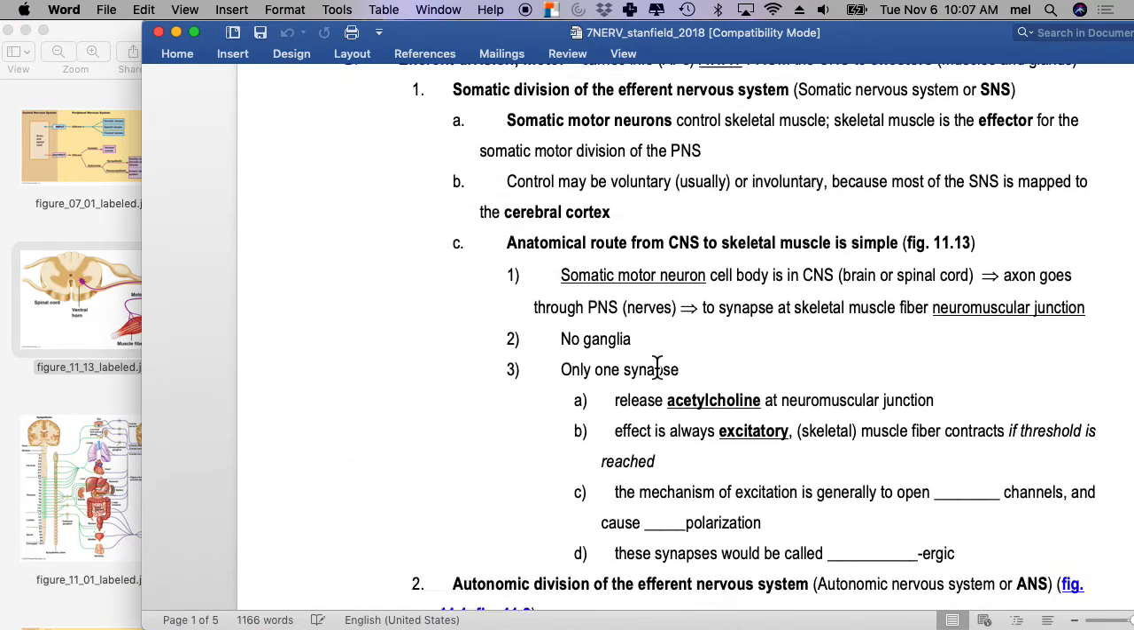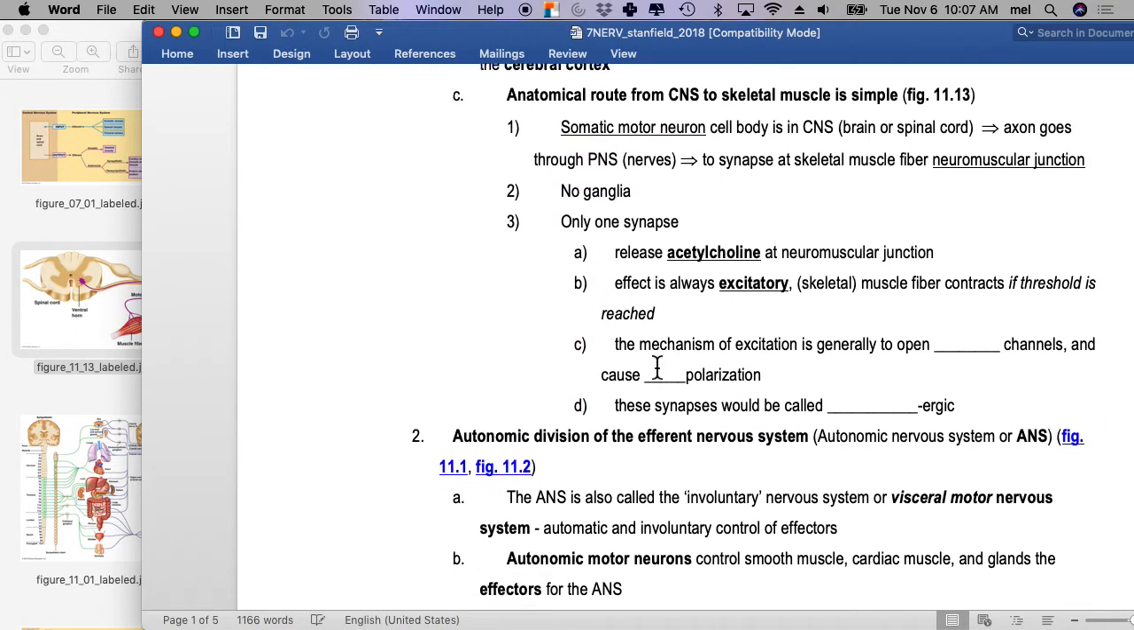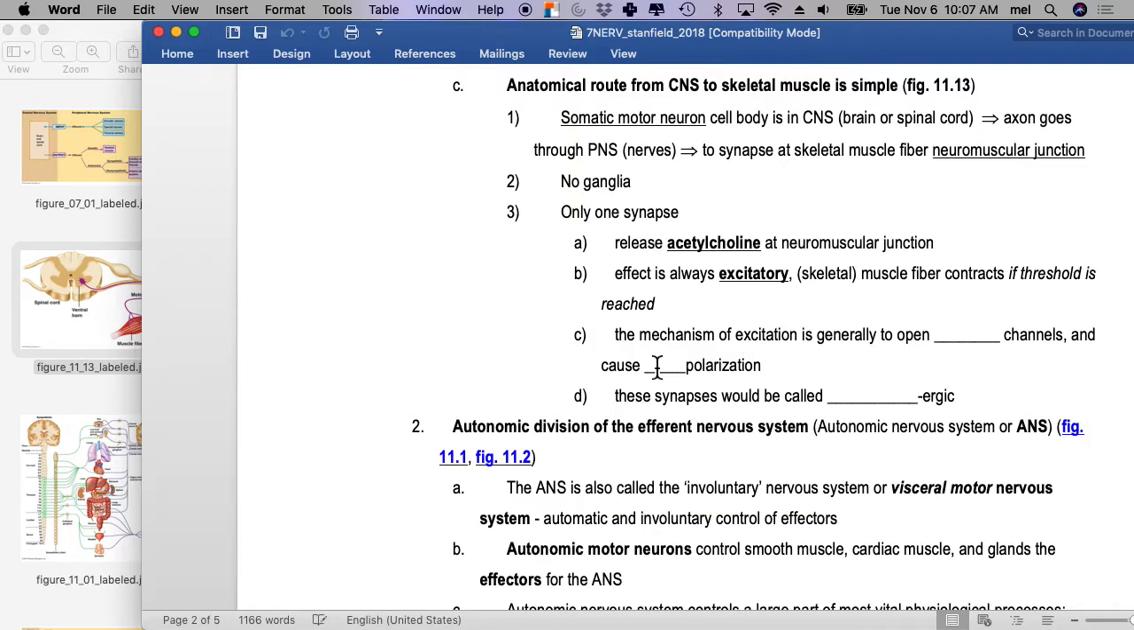So with the anatomical route, here we are in your notes at C. The anatomical route from the CNS to skeletal muscle is simple. So let's make sure that you guys are comfortable with the terminology. The only thing difficult about this set of notes is vocabulary. That's it, okay? So the somatic motor neuron, you guys cool with that? Cell body is in the CNS, in the brain or the spinal cord. The axon goes through the PNS, basically as part of a nerve, yeah? And it synapses with skeletal muscle at a neuromuscular junction, yes? And you know, no ganglia on the way, yeah?